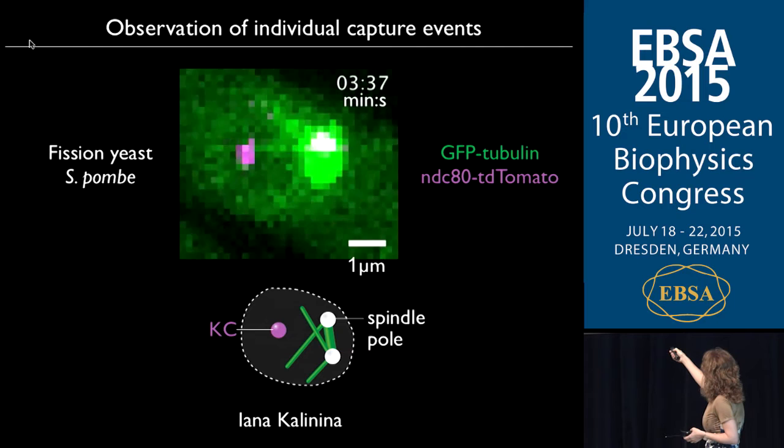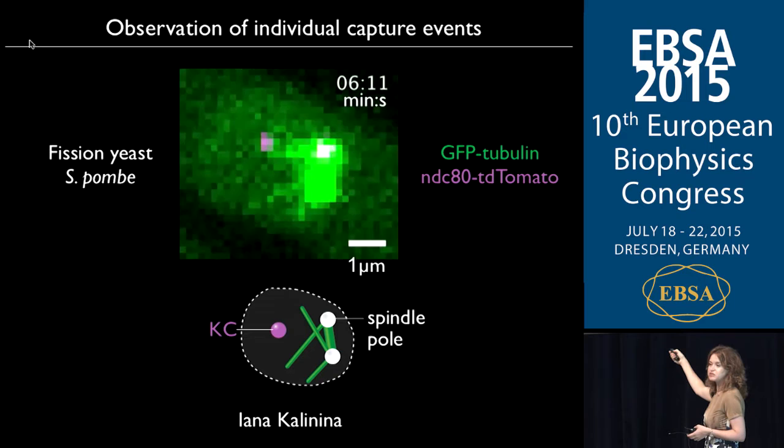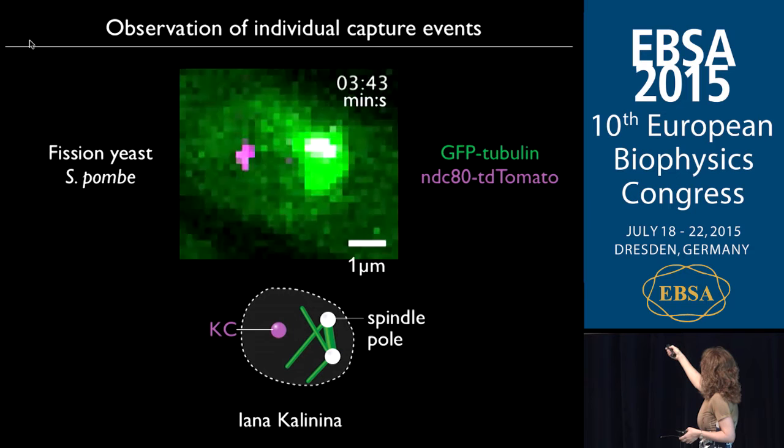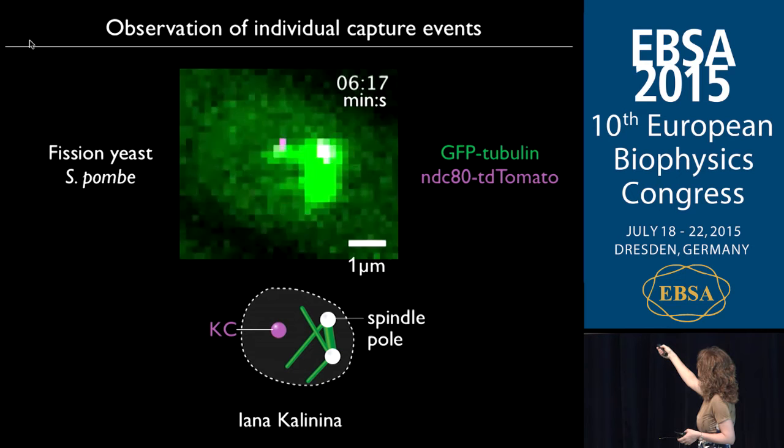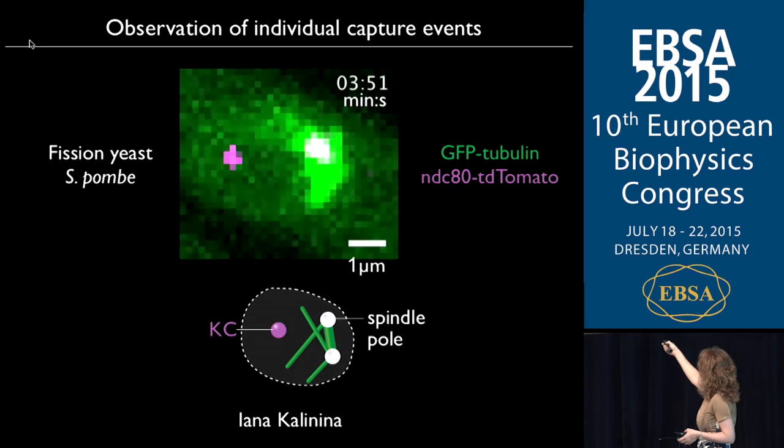This is yeast, so everything is very small, and the spindle is very small and doesn't actually look like a spindle. But the important object here is this kinetochore here. This is a kinetochore that needs to be captured. And you see the microtubule, and this microtubule has now captured it. So several microtubules are growing during the movie. You see them here, here, here, these thin green lines.